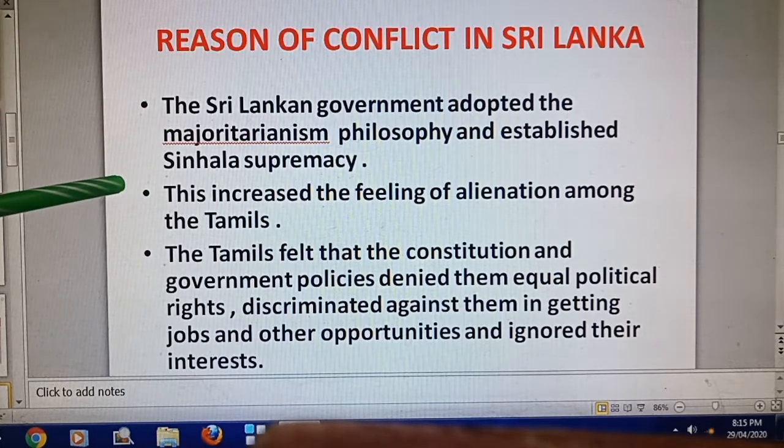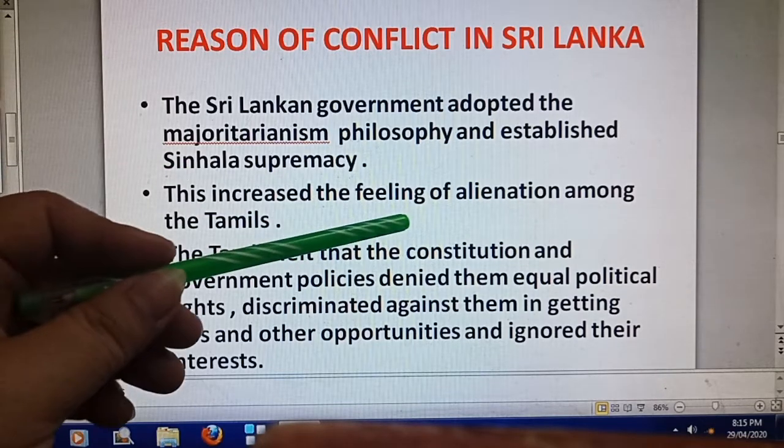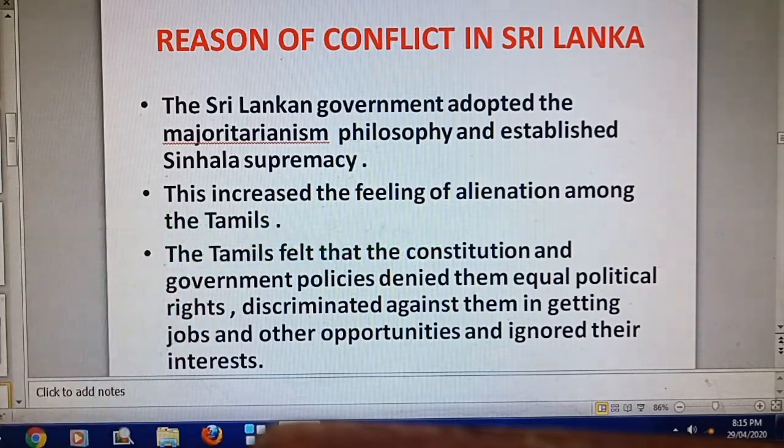Because of this preference to the Sinhala community, there was a feeling of alienation among the Tamils. The Tamils started feeling as if they were aliens to the nation. The Tamils felt that the constitution and the government policies denied them equal political rights, discriminated against them in getting jobs and other opportunities, and ignored their interest.